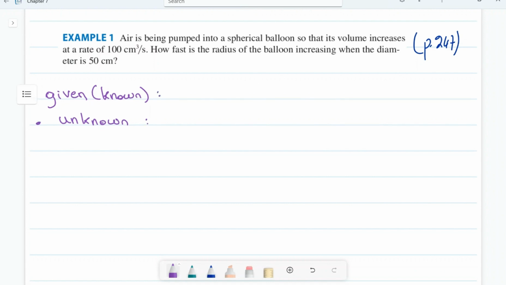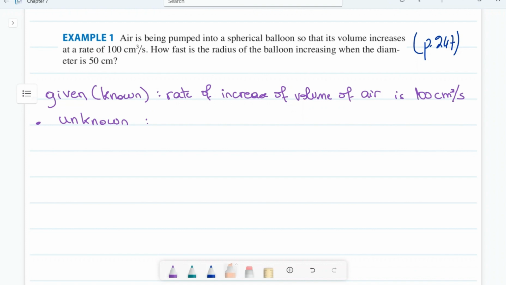So, what is given in this question? What is given is the rate of increase of volume of air. They already said in the question that the volume increases at a rate of 100 centimeters cubed per second. So, the rate of increase of the volume of air is 100 centimeters cubed per second.